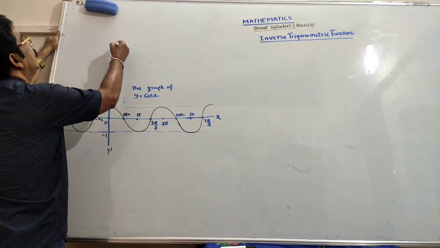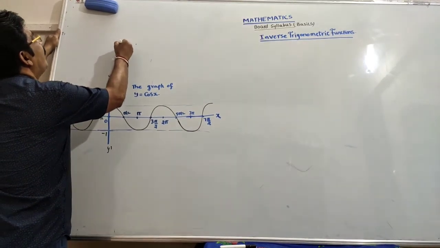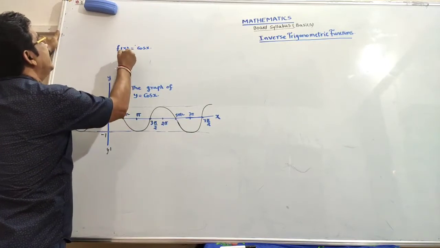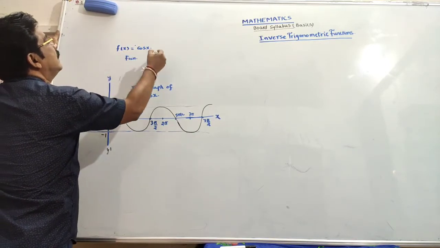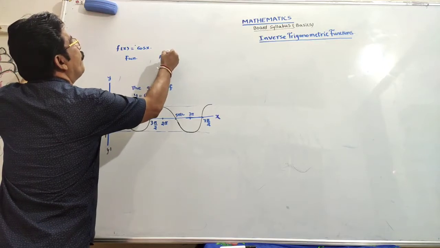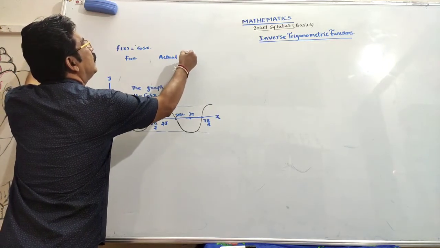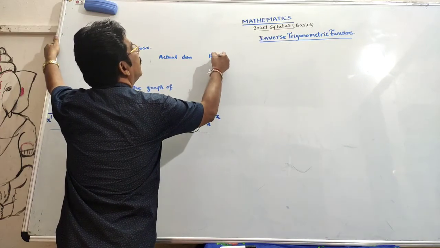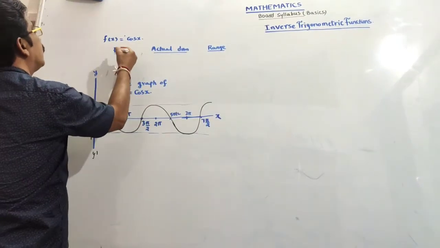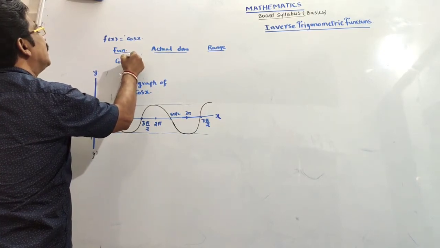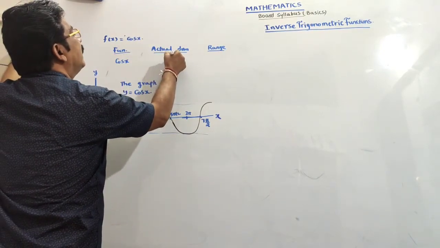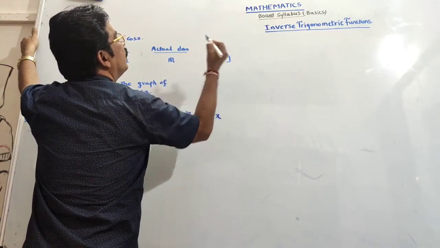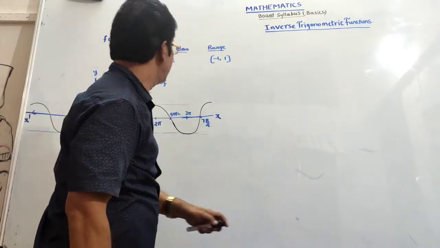Let us consider the function f of x is equal to cos x. Actually, this is the function's actual domain and range. The actual domain is the real number set, and the range is the closed interval of minus 1 comma 1. It is about cos x.